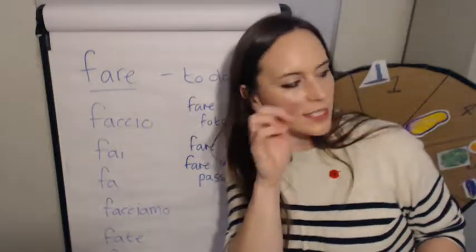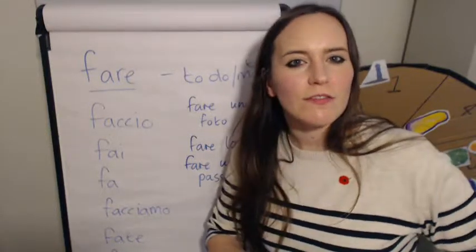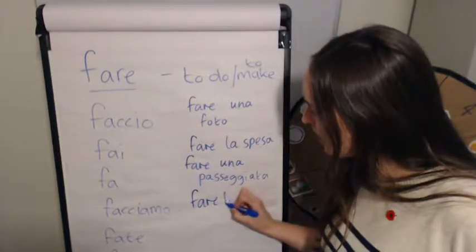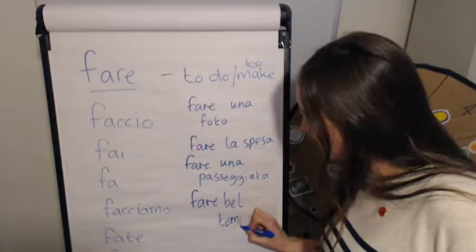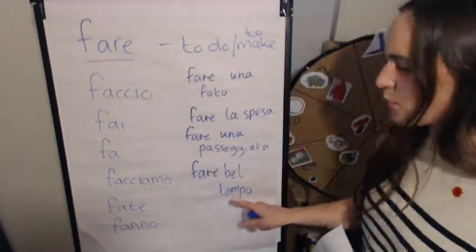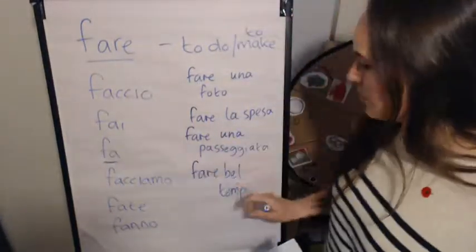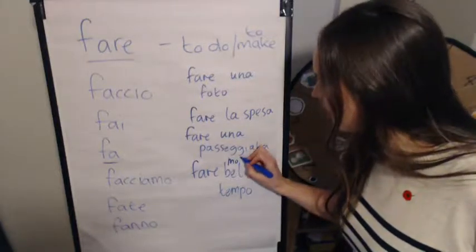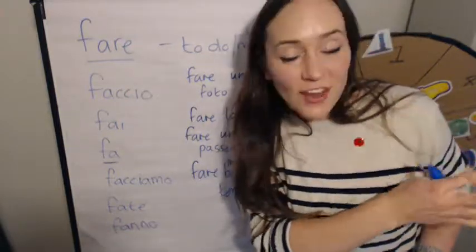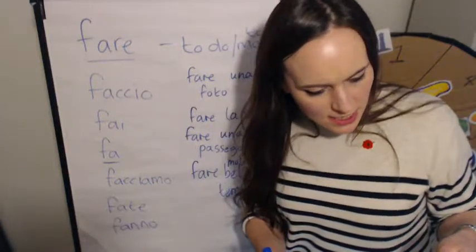Guardate fuori, fa molto bel tempo. Okay, so I didn't tell you what that one means, so let's have a look. Fare bel tempo. So that means the weather is nice, it's doing nice weather. Guardate fuori, fa molto bel tempo. So, fa molto, very. It is very nice outside. Fa molto bel tempo.